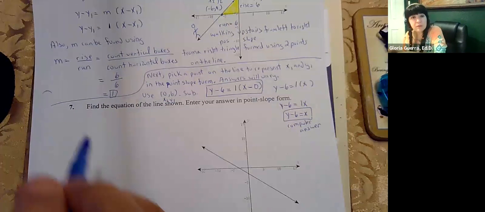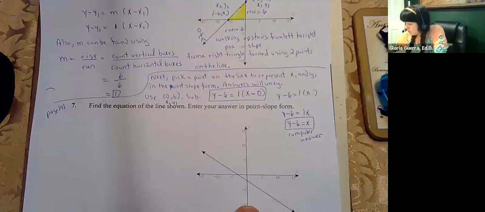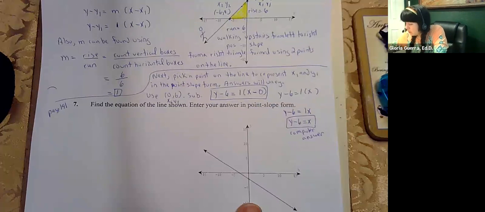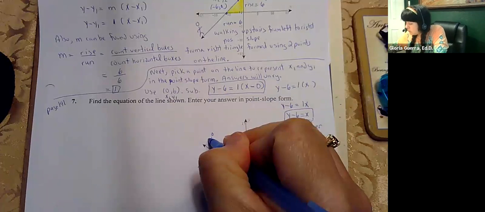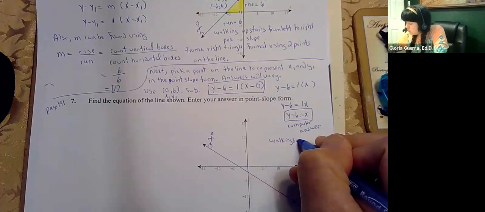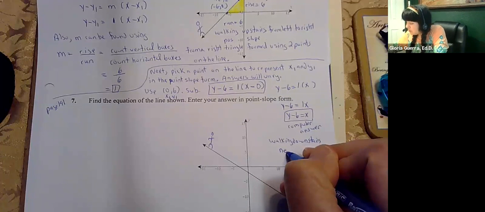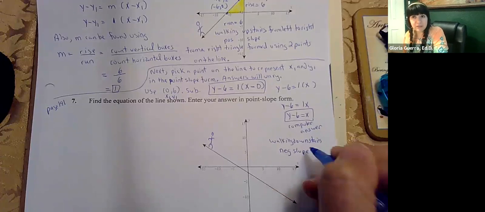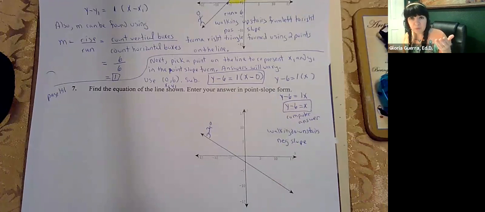Okay, so again, same directions. Find the equation of the line shown. So here's your line. Notice how you're walking downstairs. You want to pay attention to that. That means that when you look at your slope, you want to say, hey, that's a negative m. That's a negative slope. You want to double check your work. When you find your m, that better be negative because you're walking downstairs. Just keep those things in mind when you're taking your test.